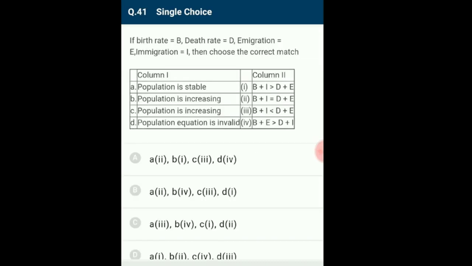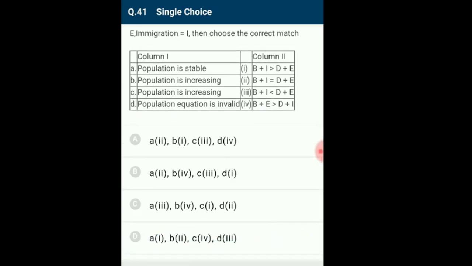Question number 41. If birth rate is equal to B, death rate is equal to D, emigration is equal to E, immigration is equal to I, then choose the correct match. Population is stable when the sum of birth rate and immigration is equal to the sum of death rate and emigration. Population is increasing when the sum of birth rate and immigration is greater than the sum of death rate and emigration. Population is decreasing when the sum of death rate and emigration is greater than birth rate and immigration. So the correctly matching option is option A.